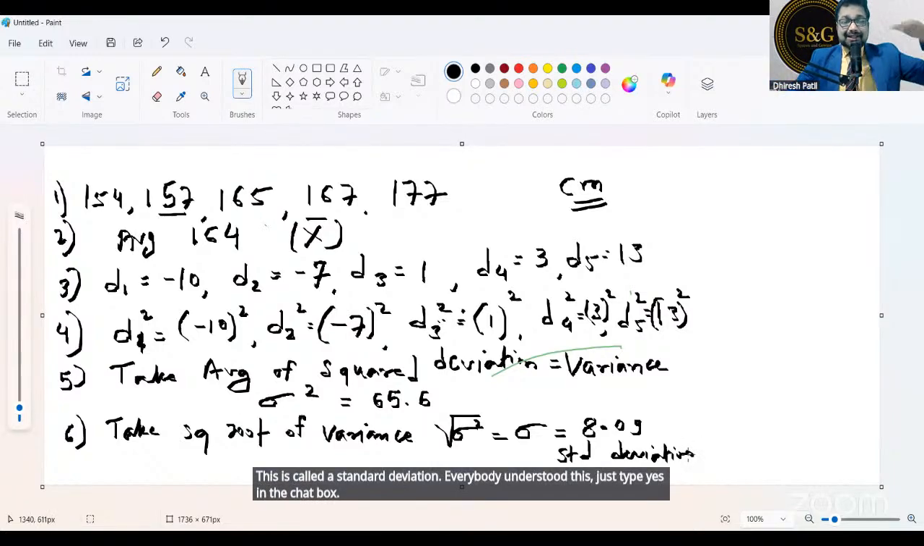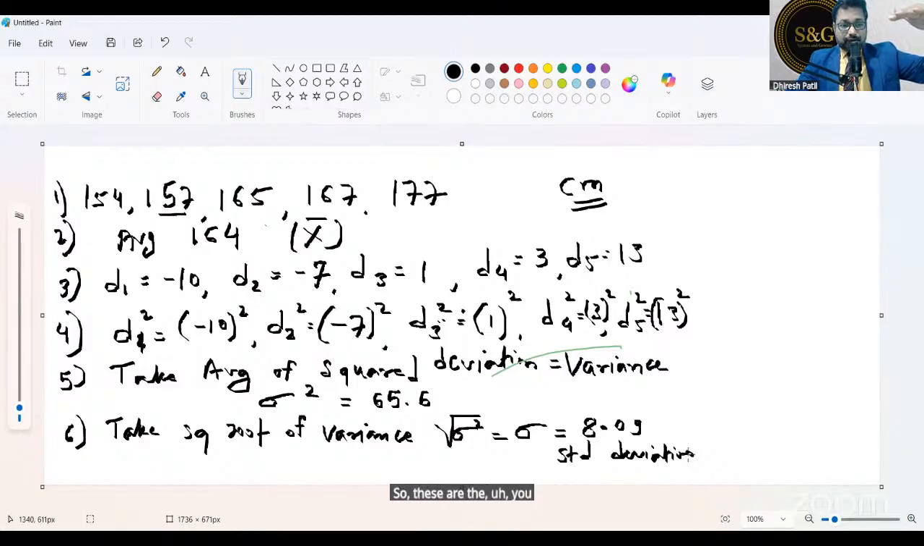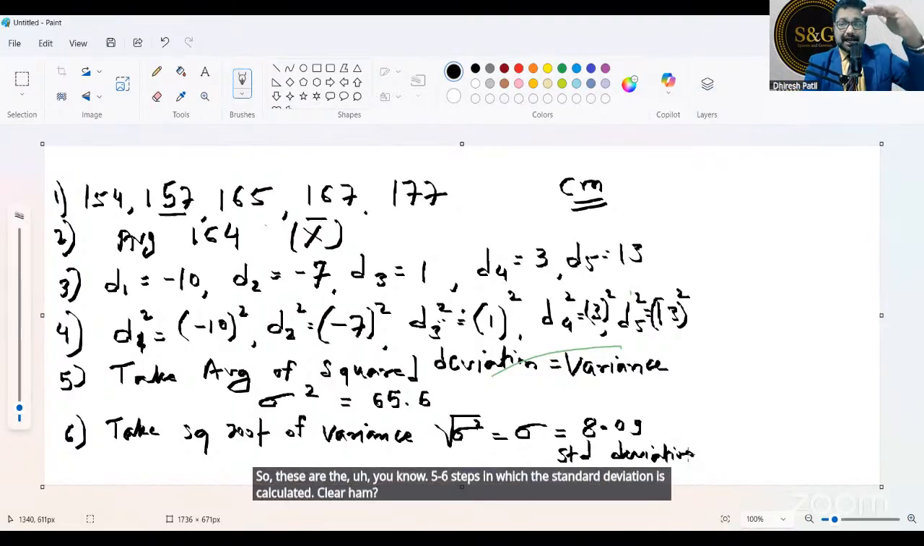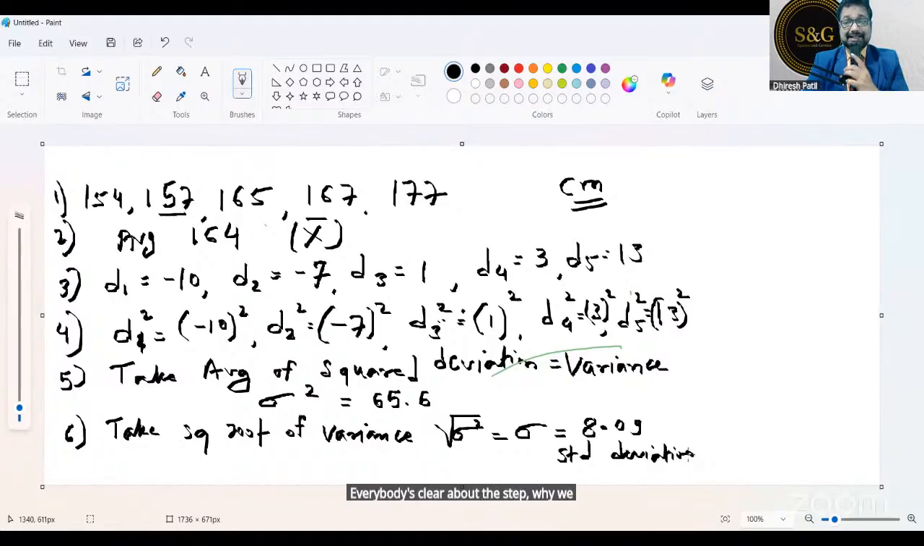So these are the 5-6 steps in which the standard deviation is calculated. Clear? Everybody is clear about the steps, why we have done these kinds of steps? Just give me a chat box. Now just try to understand this. Let's consider 8.1 or 8 centimeter.